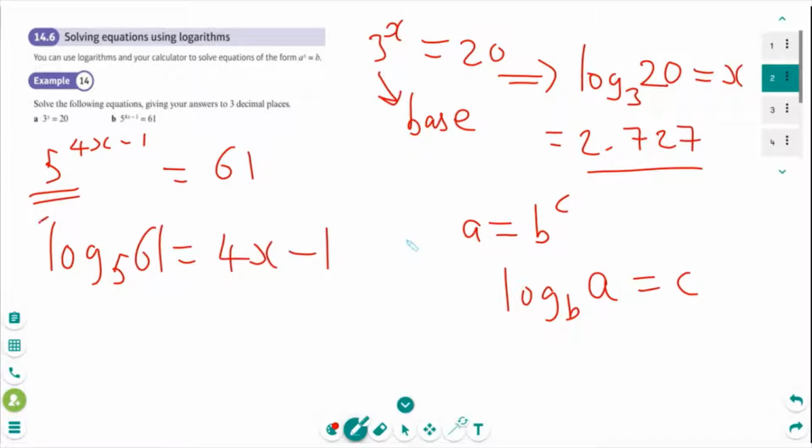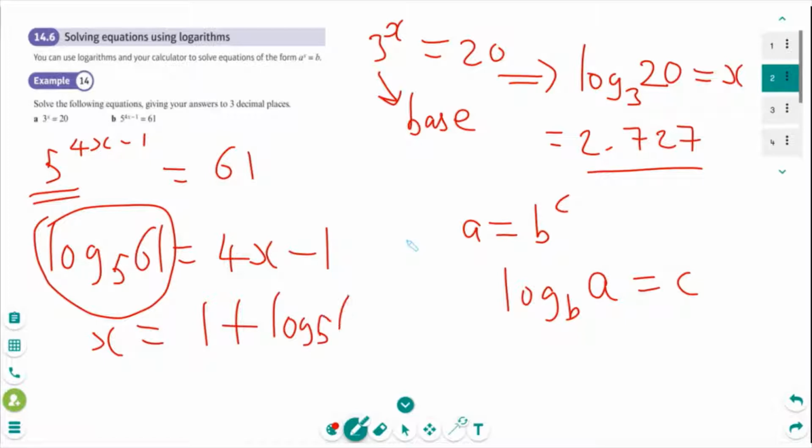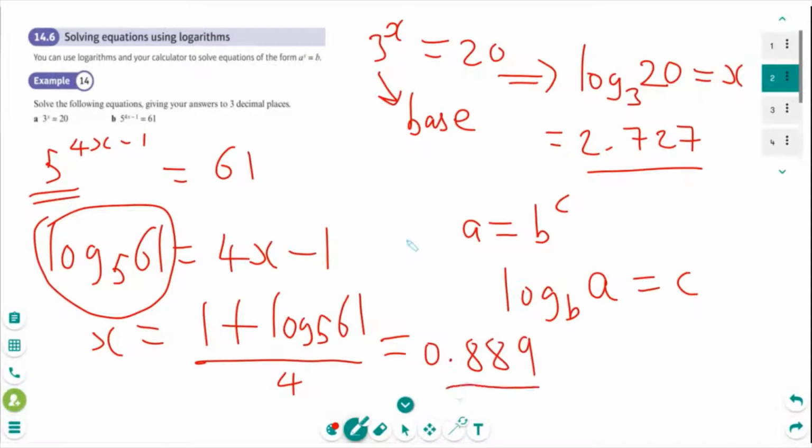Okay, so you can work this out on the calculator, and then you just solve it. So x will be equal to 1 plus log base 5 of 61, all divided by 4. Type that into the calculator, and that will give you your answer as a decimal, to 3dp. Any questions on that one? Okay, next.